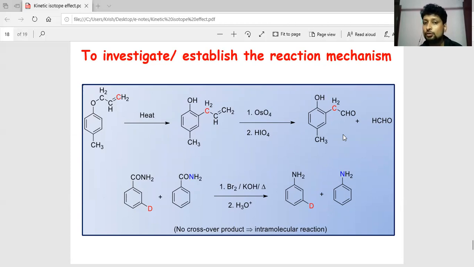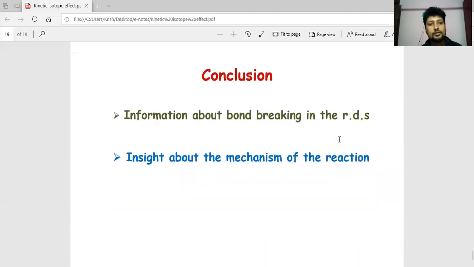Here I have shown you the two products which are formed. That means there is no interchange of the nucleus among them. That means there is no crossover product, which implies that it is an intramolecular reaction. If it were an intermolecular reaction, then we would have expected 4 different products here. So this is how we can use isotopes to understand as well as to establish a reaction mechanism. Okay. So the conclusion from this is that we get information about the bond breaking taking place in the RDS and insight about the mechanism of the reaction.